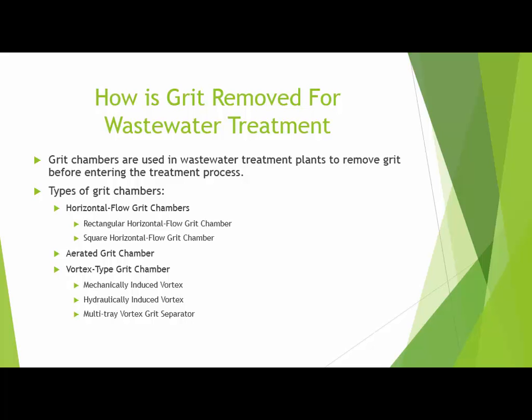So how is grit removed from wastewater? Basically, it goes through a grit chamber, and there are multiple types of grit chambers. The first and most common one in the past was a horizontal flow grit chamber, along with rectangular and square horizontal flow grit chambers. The next and probably the more popular style nowadays is the aerated grit chamber. A newer type of technology being utilized more and more is the vortex type grit chamber. Under that, they have the mechanically induced vortex, hydraulically induced vortex, and multi-tray vortex grit separator.